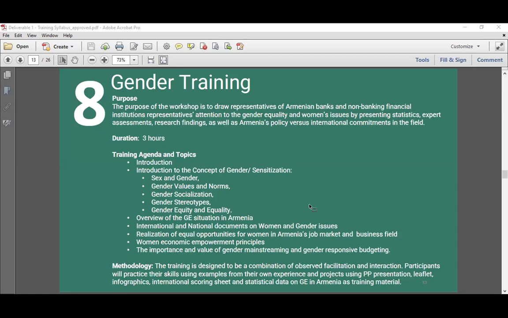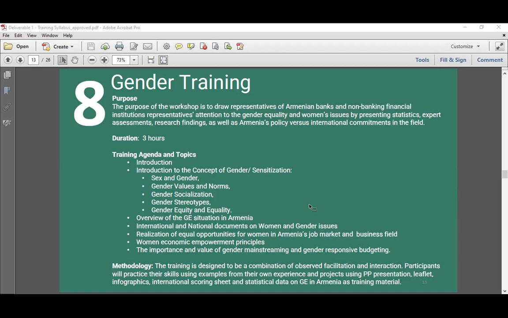Of course, what training without a gender component? Here also, as most of the organizations, including Green Climate Fund and IFC standards, pay significant attention to the gender component and the gender policy. And during the eighth module, we will introduce to you the gender equality principles and women's issues by presenting statistics, expert assessment, research findings, as well as Armenia's policy versus international commitments.